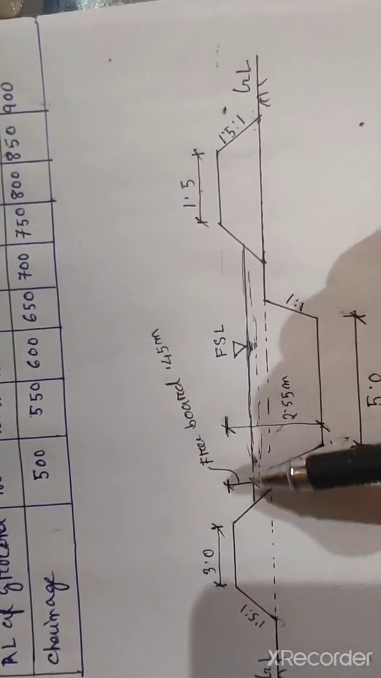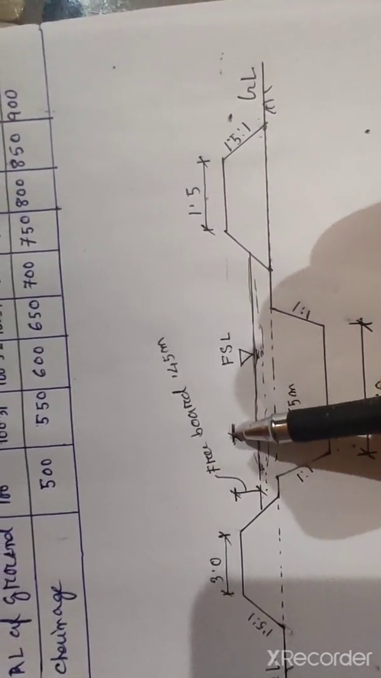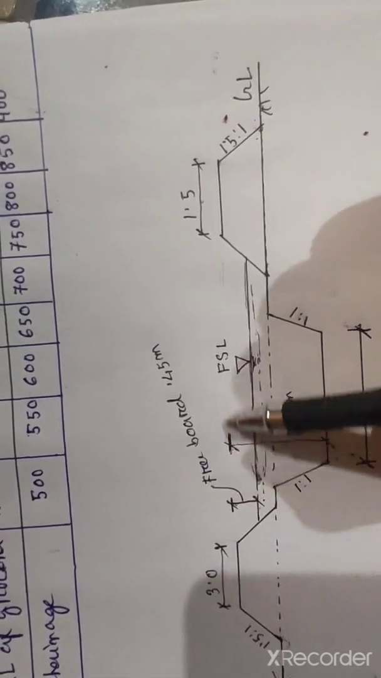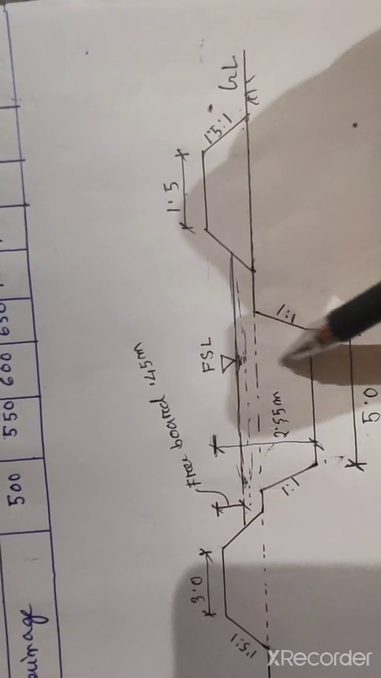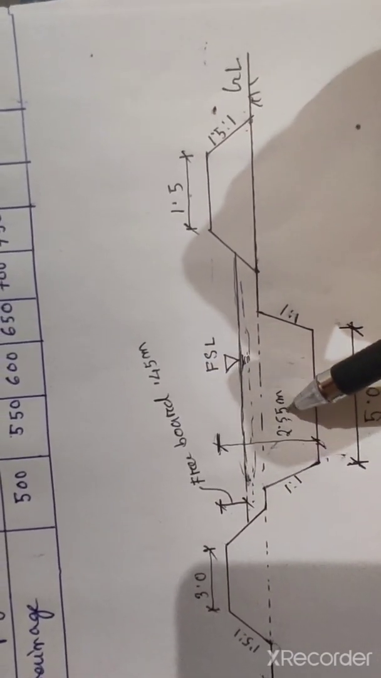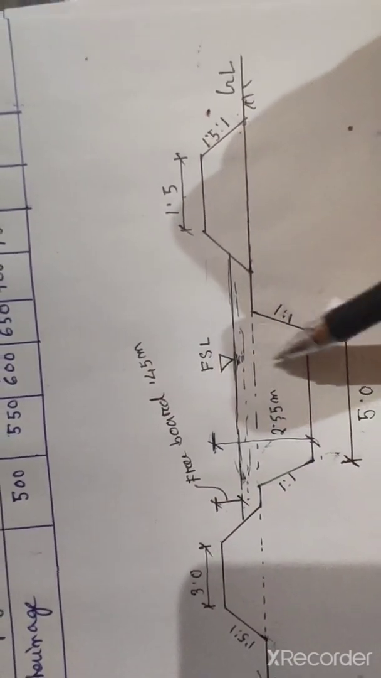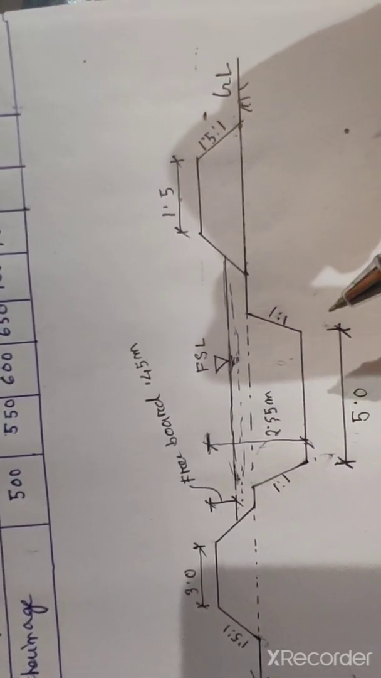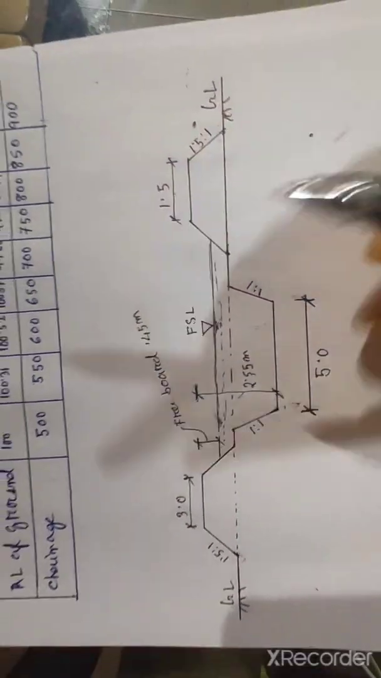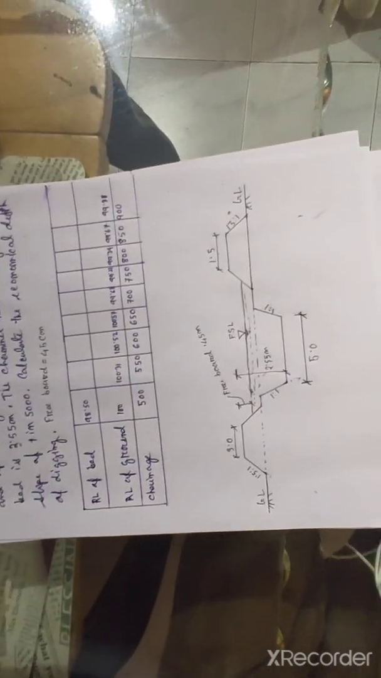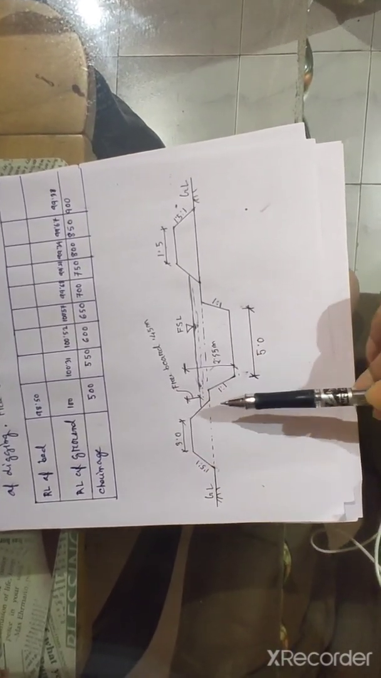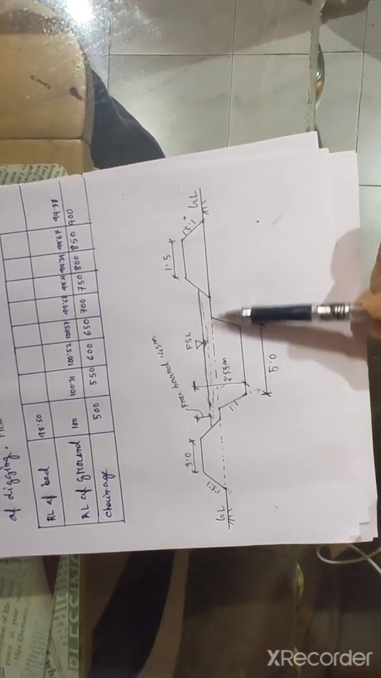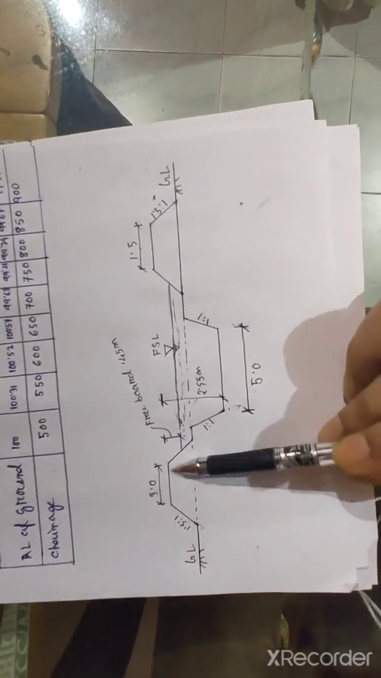Okay, and the difference between the bed level and the top level of the banks is 2.55 meter. So we can easily find out what is the height of full supply level. It is 2.55 minus 0.45. So I think it is 2.1. Full supply level is 2.1. Okay. So this is the cross-sectional view of the given canal. We can see there is cutting and there is also embankment, filling.